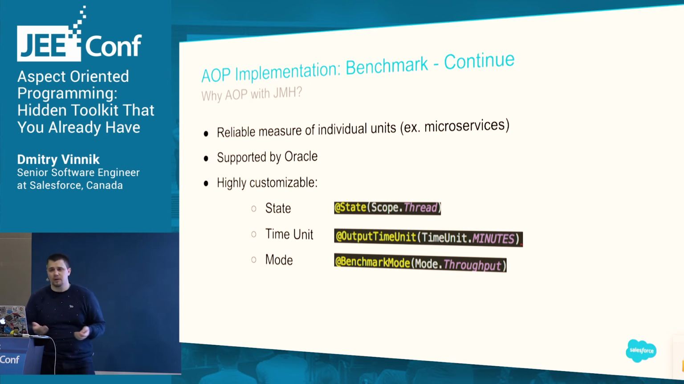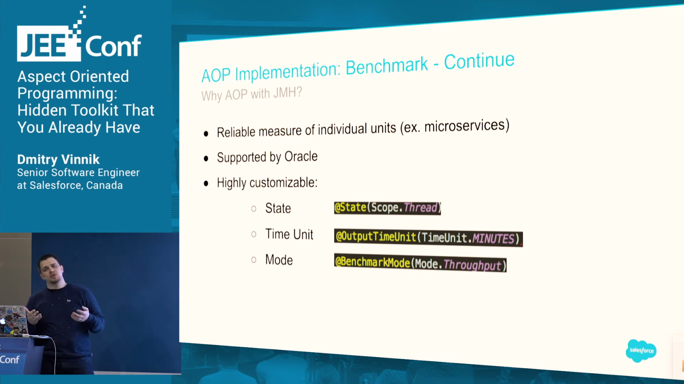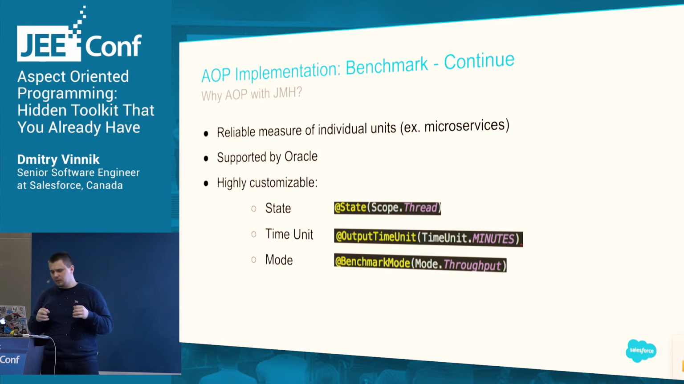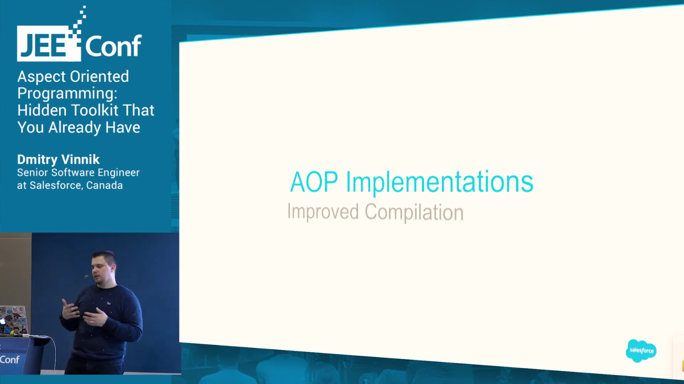It's supported by Oracle, as I mentioned. Why that's good is because it means they won't get rid of it for a while and there will be constant support for it. And it's highly customizable. Still, by using annotations to the very least, you can specify what kind of output and what units you'll get. You can specify a mode, how to actually run the benchmark without having an understanding of the entire benchmark application. So basically, this is what the benchmarks are all about in AOP.